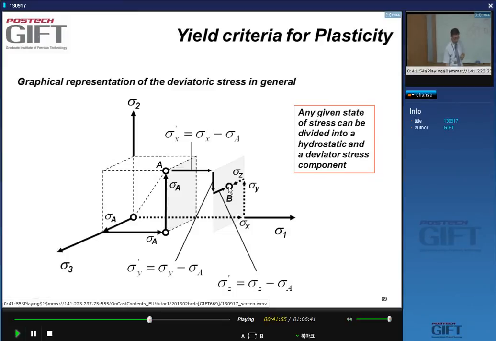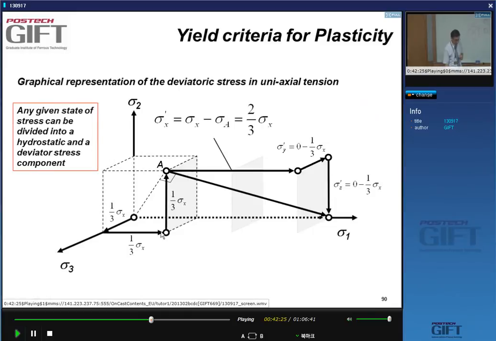And you see that B is also equal to sigma x, sigma y, sigma z, yes? And so the sum of the hydrostatic and the deviatoric stresses are the same as the original stress state. And again, you can clearly see that sigma x, that's this distance here, is the sum of the deviatoric plus sigma a.